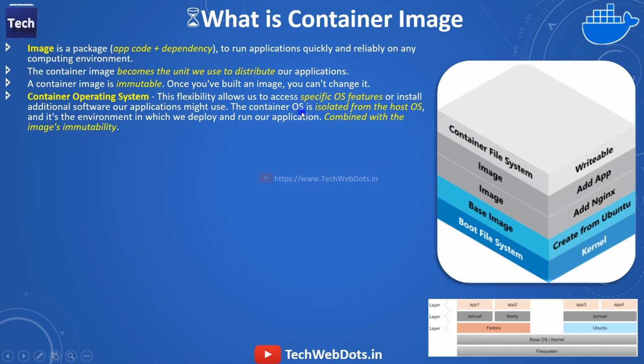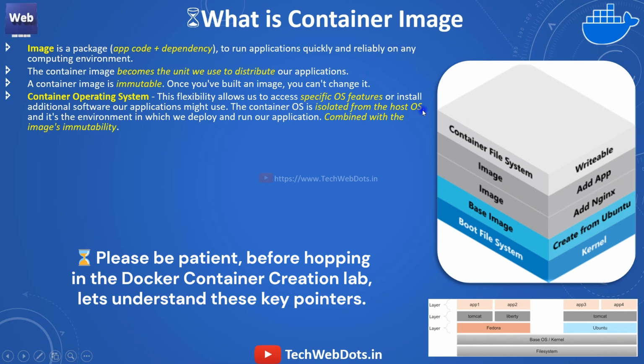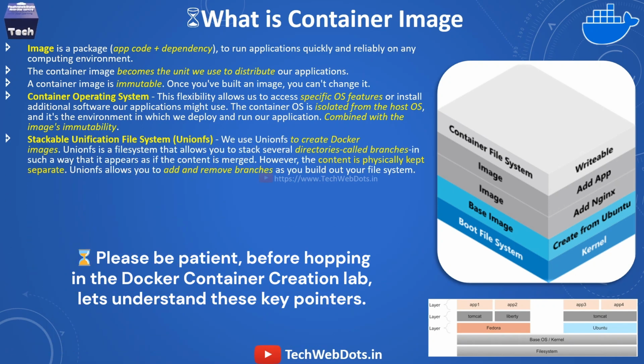So the container operating system is isolated completely from the host operating system. We have seen in this picture how it works, and it is the environment in which we deploy and run our application, combined with the image immutability. It means no one can change it once it is built.